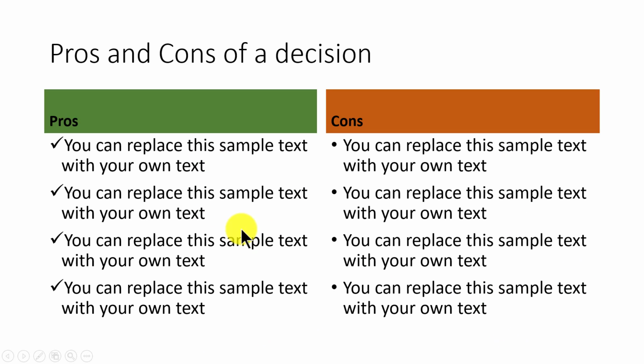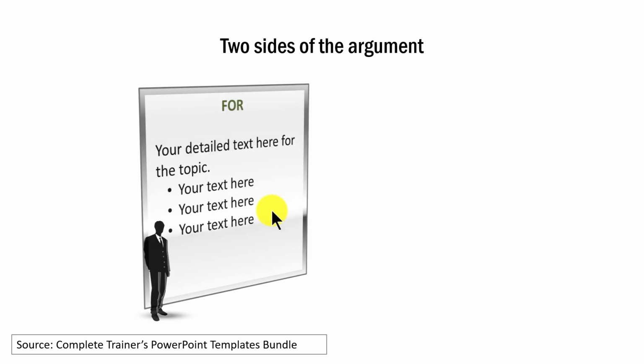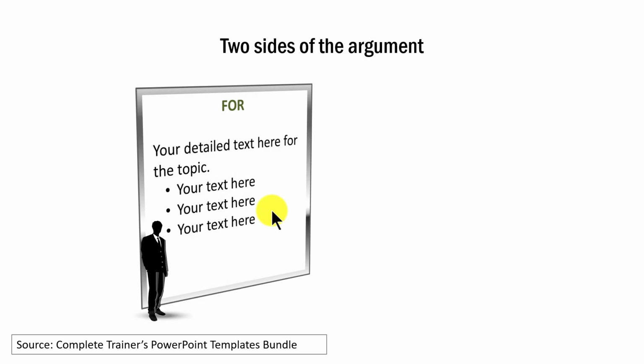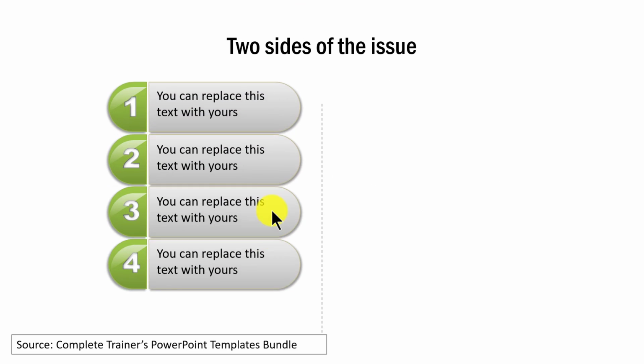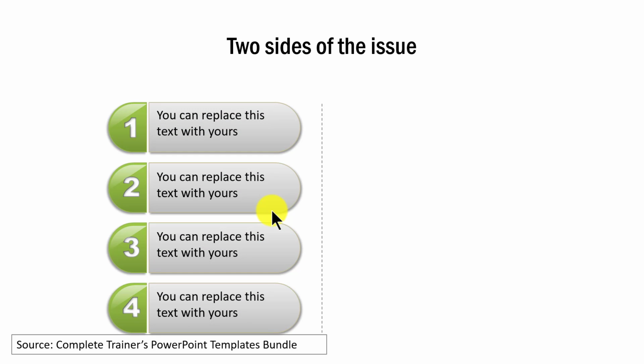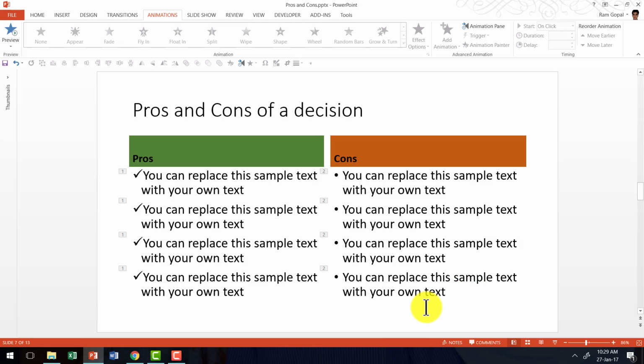Now, if I have to take this particular idea forward, then I can show you the equivalent in terms of PowerPoint templates. Here you can see we present two sides of the argument. On a click, we have all the points related to for and all the points related to against. A variation of this is this one, which shows two sides of the issue, the green ones and the red ones. Now, let us take this idea forward.